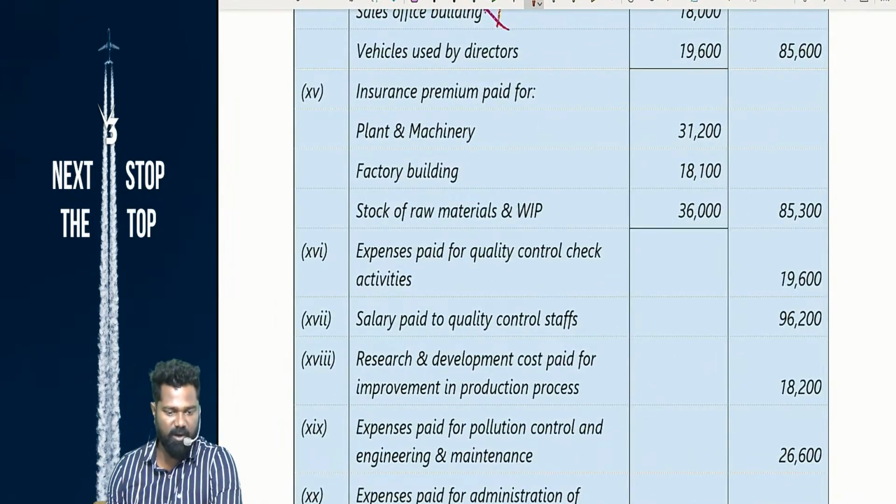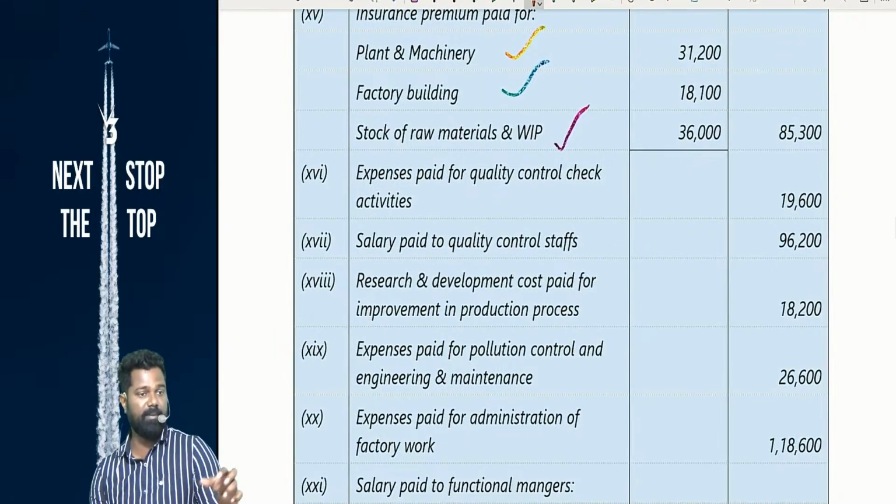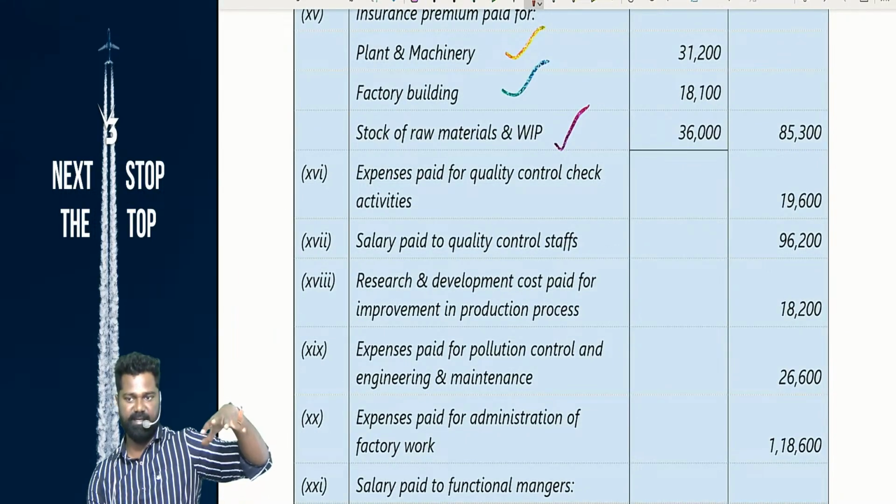Insurance premium paid for plant and machinery should be considered or not? Yes. Factory building. Yes. Stock of raw material and WIP. Yes or no? So insurance for stock of raw material and WIP. Next, it means they are insuring in a factory.